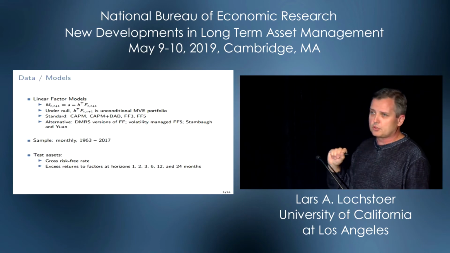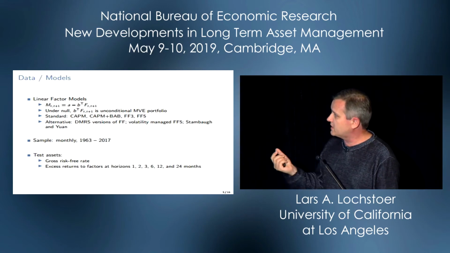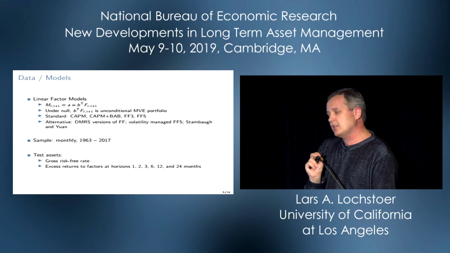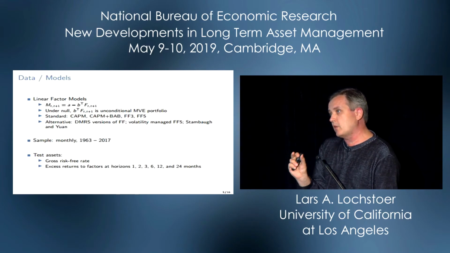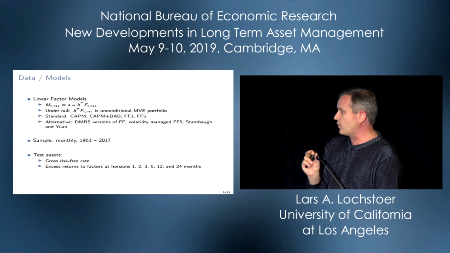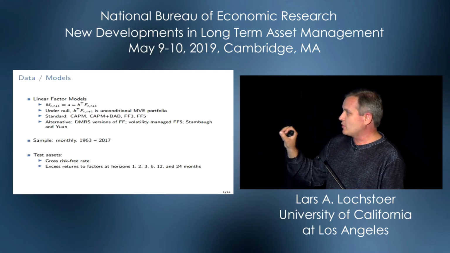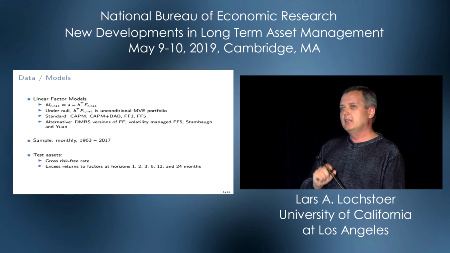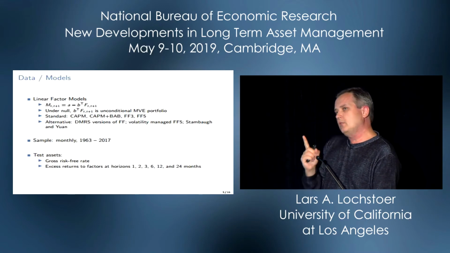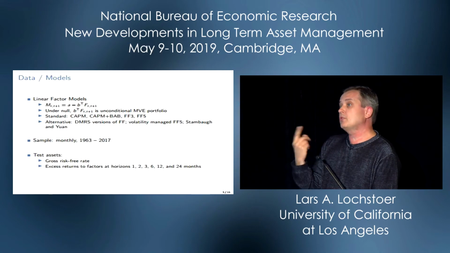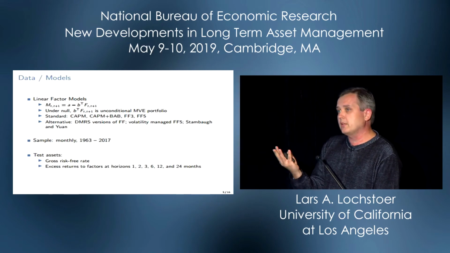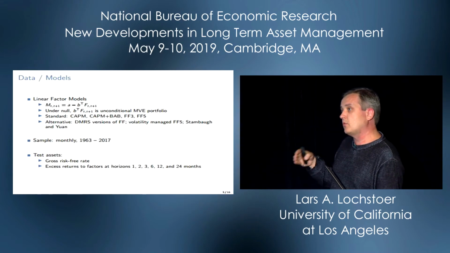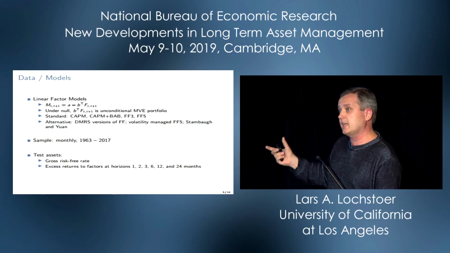The sample is the usual sample, 63 to 2017. The test assets, let me just mention this. The test assets are the gross risk-free rate. The base horizon is monthly. The gross risk-free rate. Then it is excess returns to the factors of the model itself. Let me explain that. Let's say you have the market factor. You can try to explain the market at the 1-month horizon, but you can also try to explain it at the 2-month horizon or the 3-month. And so you accumulate up the gross return to the market for 3 months and subtract off the gross return to the risk-free rate for 3 months. That's the excess return.